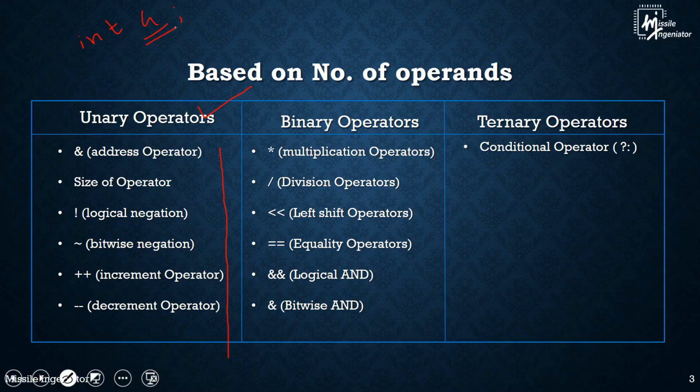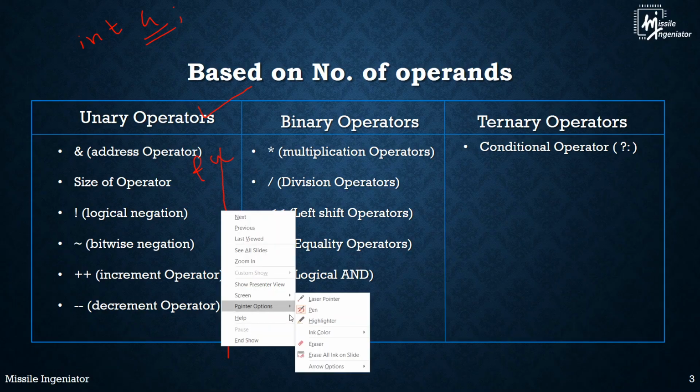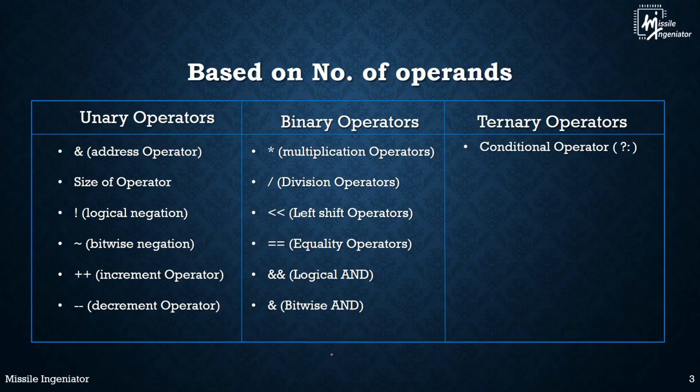If you want to find the address of an operand, you give ampersand a. Let me clear this. To find the address of a, you give ampersand a here. Performing the operation on only a with ampersand represents a unary operation. If you want to find the size, you use the sizeof operator and give an operand. For logical negation, you give an exclamation symbol with a. For bitwise negation, you give a tilde and then a.